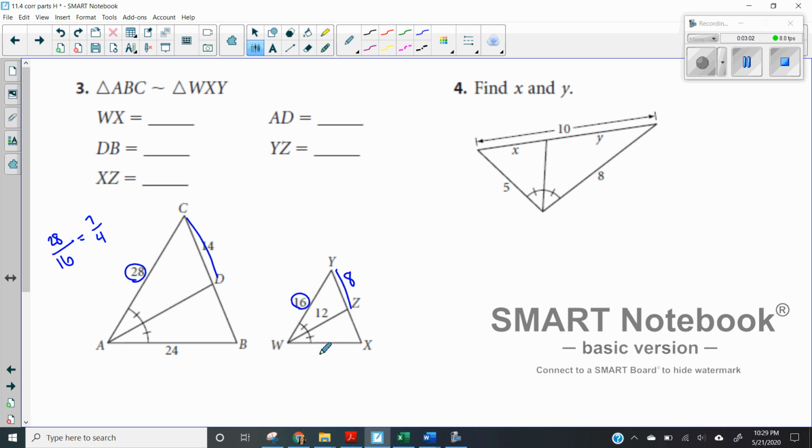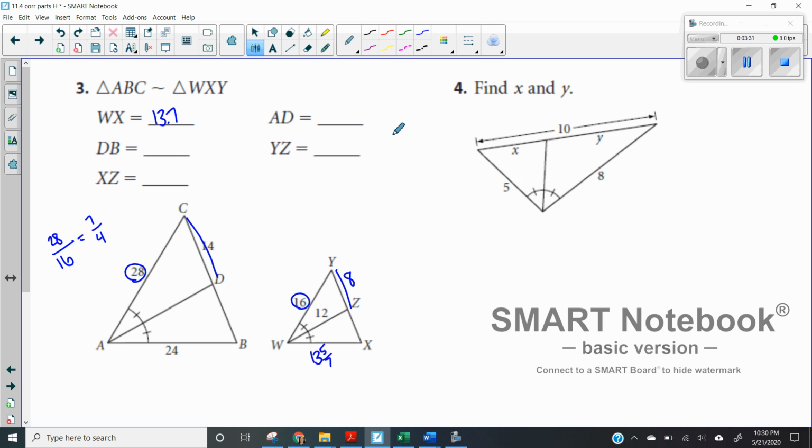So WX is, let's see, about 13.7. It's exactly 96 sevenths, or 13 5/7. Let me write it that way first. But if you have about 13.7 for your answer, that's fine. Some rounding in there, but just know that if you use this rounded number to find any of these other missing pieces, it's going to throw those answers off a bit.